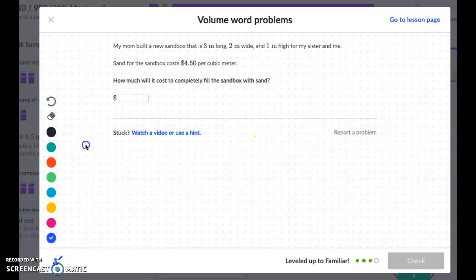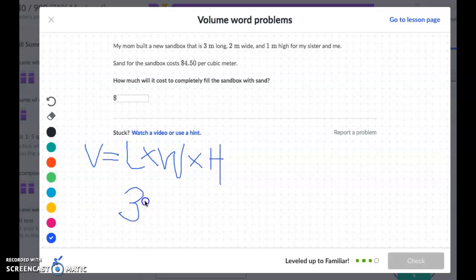Okay, so I go back and I do my volume equals length times the width times the height. And then it tells me that my length is 3, my width is 2, my height is 1. So the volume of my sandbox is 3 times 2, which is 6, times 1. So the volume of my sandbox is 6 cubic meters. So if I'm going to fill my sandbox with sand, I need 6 cubic meters of that sand.